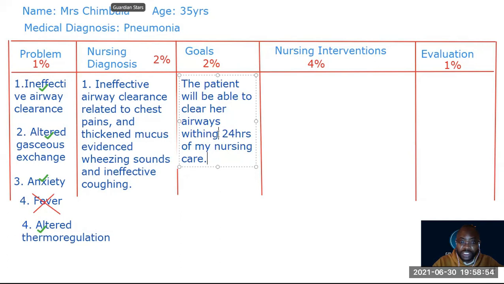Remember, I've put within 24 hours of my nursing care. So it can be 2 hours from now, 3 hours, 4 hours, but within 24 hours. 24 hours should not elapse. My patient has not yet started breathing properly. I want to make sure that within 24 hours, my patient has started breathing properly. That's what I mean with this goal.